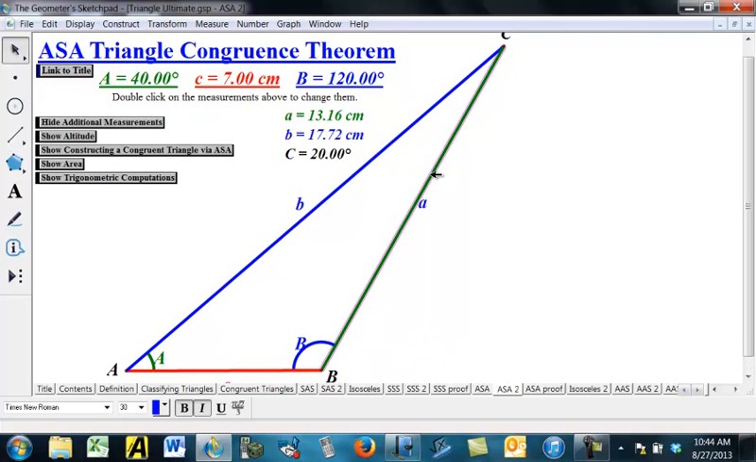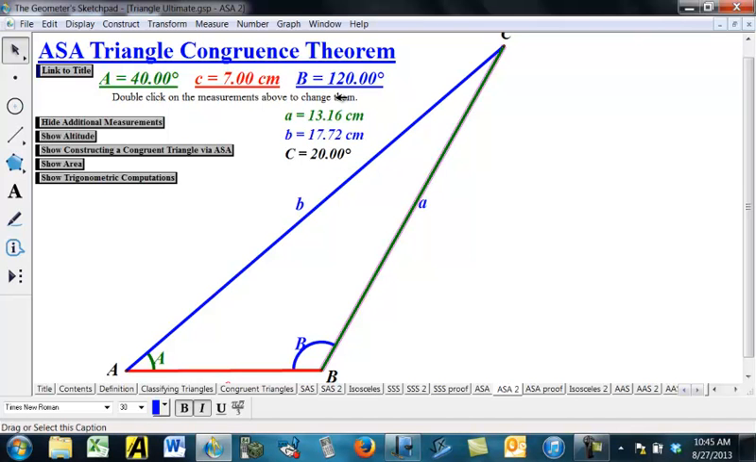And if I actually print this out, it should print out correct in centimeters, and the angles will work out. Of course, we could have figured out the other angle. We could have computed that first, but that's the angle up here at C of 20 degrees. So 40 plus 120 is 160. Subtract that from 180. That only leaves 20 degrees for the other one, and it works out.